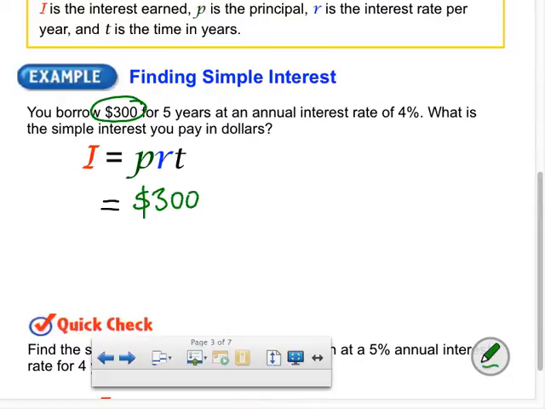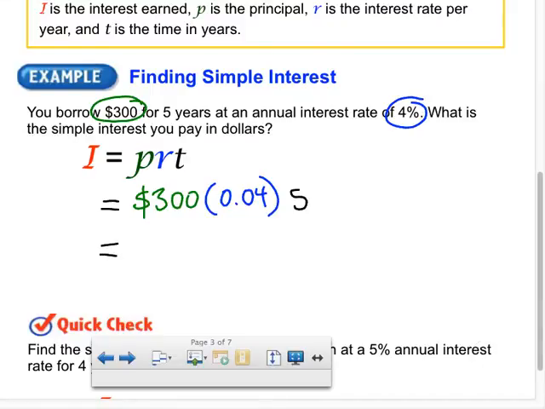Okay, and then I got to multiply that by my rate. And what's my rate going to be? It needs to be as a decimal. 4%. I need to write that as a decimal. 4 hundredths. Very good. And then how much time is going to pass? 5 years. So let's go ahead and calculate that out. Can you guys quickly multiply that?